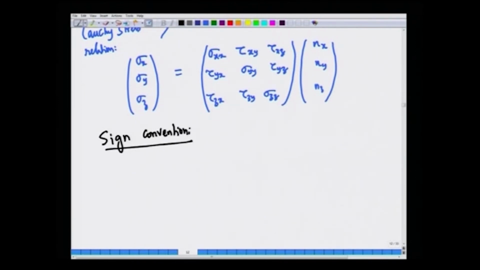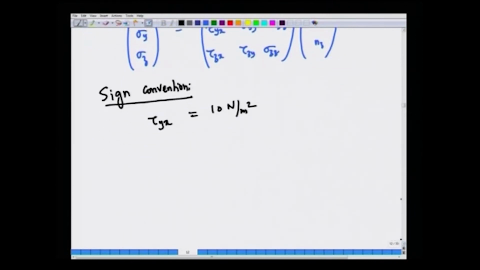Okay. If I say that tau y x is positive, let us say equal to 10 Newton per meter squared, for example, what does this mean? First of all, we have to understand the two subscripts, y and x.